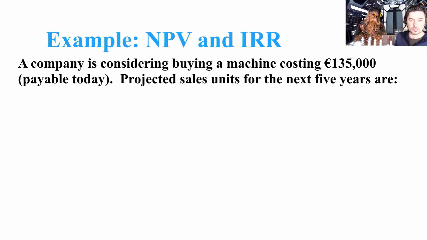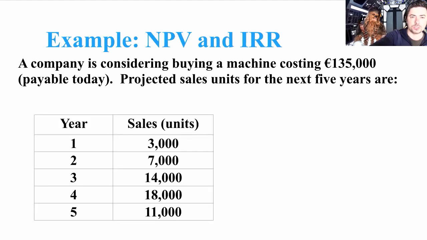A company is considering buying a machine costing €135,000, which is going to be payable today, and we have the following 5-year projections in sales. Notice this is in units. Unlike the previous question, where I gave you cash inflows and cash outflows, here all I'm giving you is the 5 years, and the sales for each of those years. Your outflow is already in the heading there.